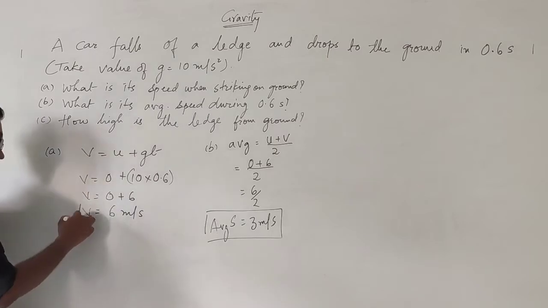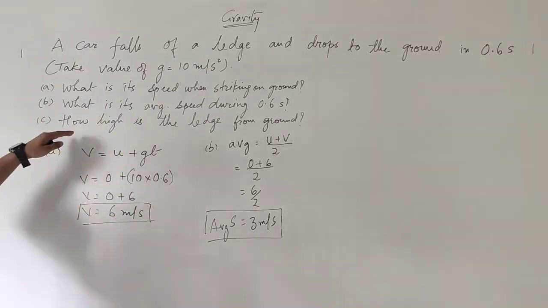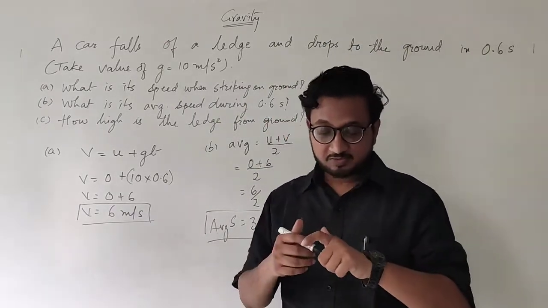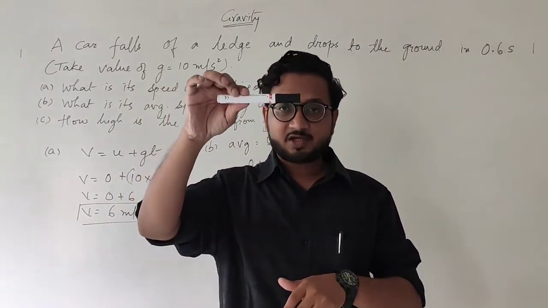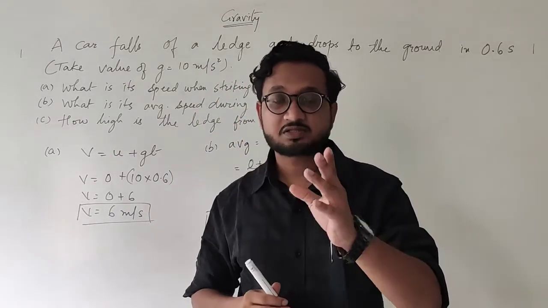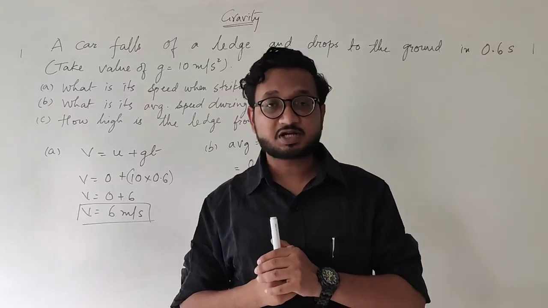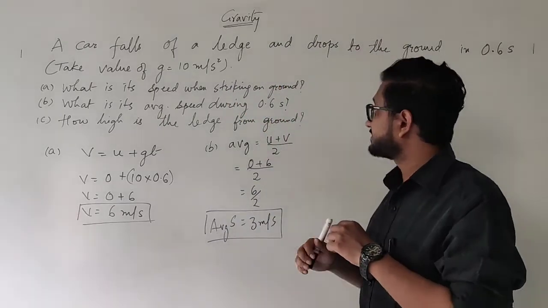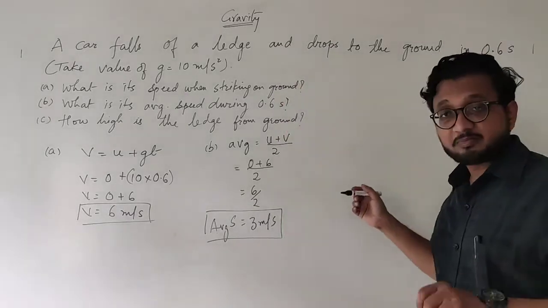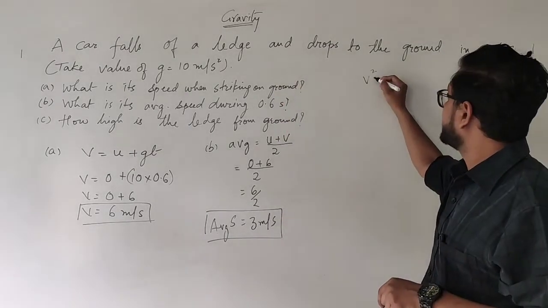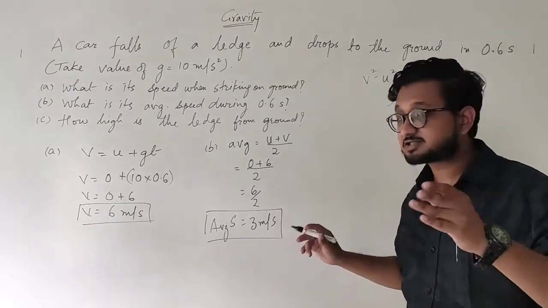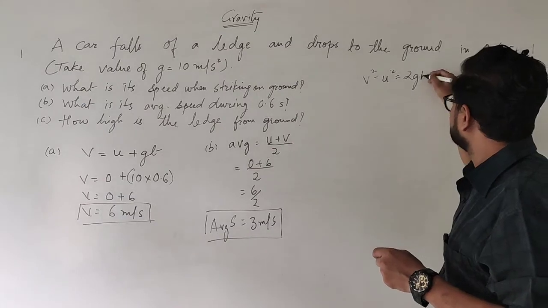Now the last one. The question is, how high is the ledge? So you are supposed to find the distance. So imagine this is the car, it falls from the ledge. So it will travel a certain distance. So basically you are finding the distance traveled during this motion. And if you find the distance, you find the height. So remember, we have two equations, v square minus u square equals 2gs, where s is the distance or it can be taken as height.